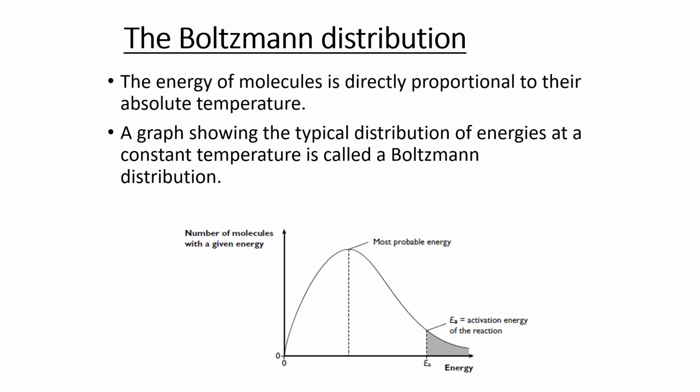Okay, so we're going to be looking at the Boltzmann distribution here. Now, the Boltzmann distribution is a graph. On the x-axis, you've got the energy of the particles, so how much energy they have. And then on the y-axis, you've got the number of molecules that have a specific energy.